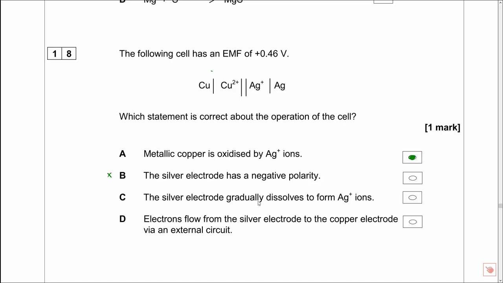Silver electrode gradually dissolves. Doesn't gradually dissolve, that's ridiculous. Also because it's going from silver plus to silver, it's actually doing the opposite of that internally. Electrons flow from the silver electrode to the copper electrode via an external circuit. The electron flow would be the opposite way, from the copper to the silver, so no, it's got to be A, it's the only one that can be.